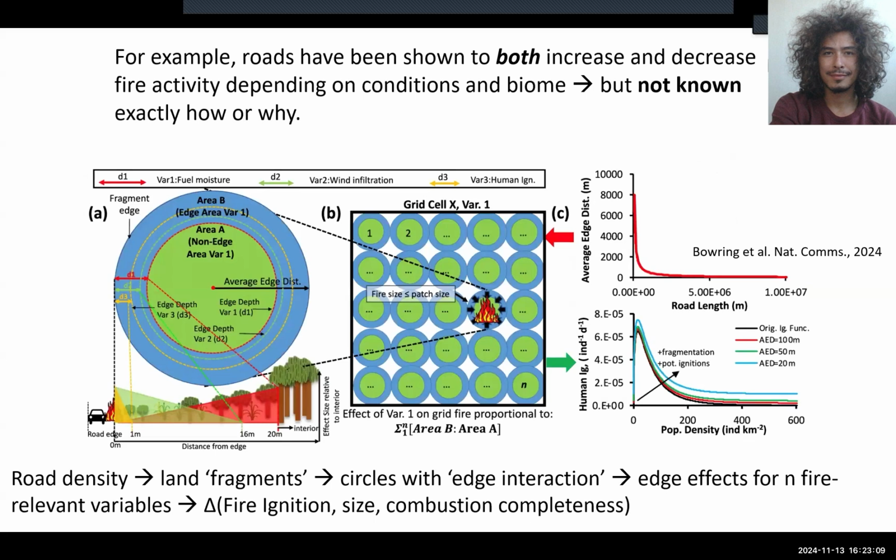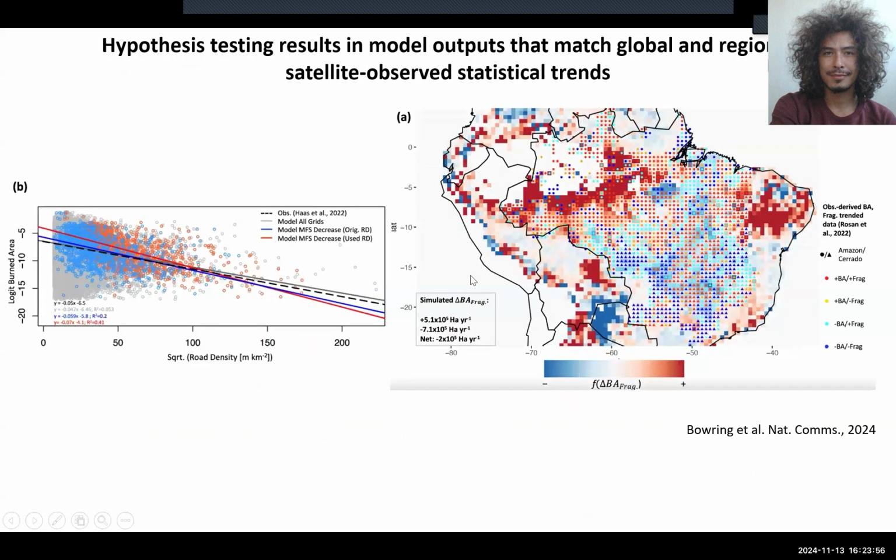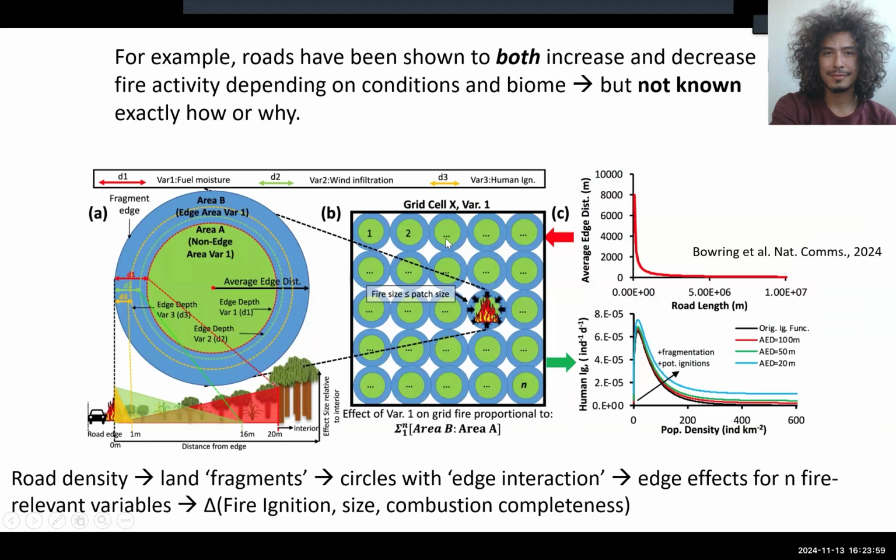So yeah, this is just something that may be of interest to some of you because I think here you work a bit on wildland urban interface fires. So this is a recent paper we did to try to understand how roads impact on fire propagation, because basically roads have been shown to either increase or decrease fire activity depending on conditions and biome, but nobody knew why or exactly how these processes were occurring. So yeah, basically we just decomposed roads at a large grid scale into lots of little circles, and those little circles are like little islands of vegetation. So when you break up vegetation into little parcels, we call it fragmentation. And those fragments are those little circles whose summed perimeter is the total road length of each grid cell.